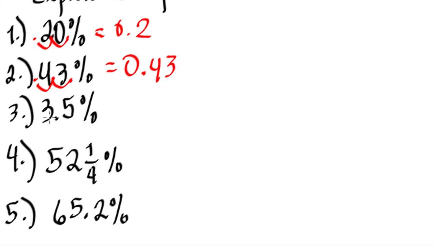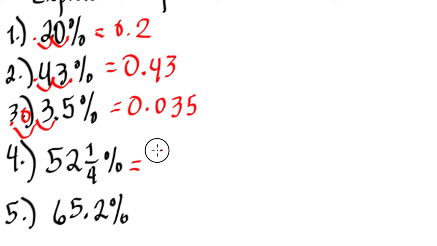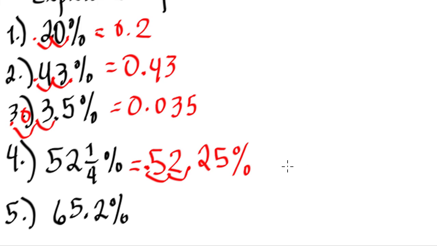For number 3, the decimal point is clearly here. So let's move it twice to the left. So 1, 2. We need a placeholder 0. So we have 0.035. Here for number 4, we have a tricky part again, wherein we can see that there is a fraction. So let's convert this fraction first into decimal. So we have 52 point, what is 1/4 in decimal? 1/4 in decimal is clearly 0.25. So this is 52.25%. Let's move the decimal point twice to the left. So 1 and 2. So what we have is 0.5225.